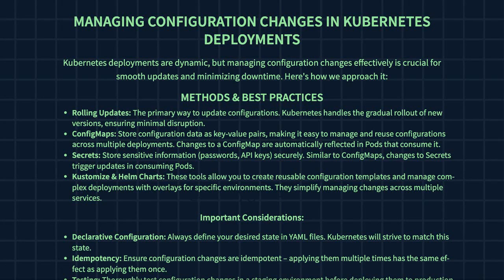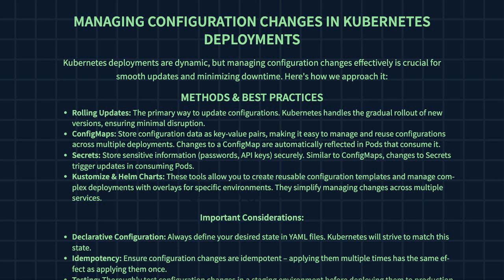Okay, let's talk about how we handle updating configurations when things change in Kubernetes. The most common and recommended method is rolling updates. This lets you gradually roll out new versions of your deployments with minimal downtime. You can also use config maps to store your configuration data, which makes it super easy to update and reuse across different services. For secrets like passwords or API keys, we use a separate mechanism, secrets, and they behave similarly to config maps when it comes to updates.